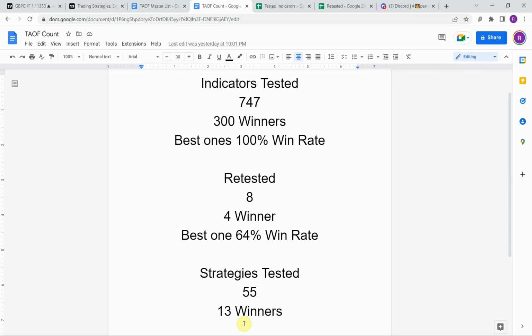Now you need to go back and watch those videos to understand the context of how they were able to achieve that. So go back and watch those videos and see what you can get out of those winning indicators. We've also retested in the advanced testing 8 of the winning indicators. 4 of them were able to maintain the winning status, the best one with a 64% win rate. Now keep in mind that we test most of these strategies and indicators on the Forex market, but they can be applied to just about any market universally.